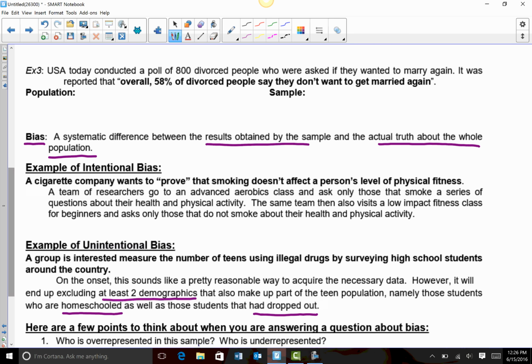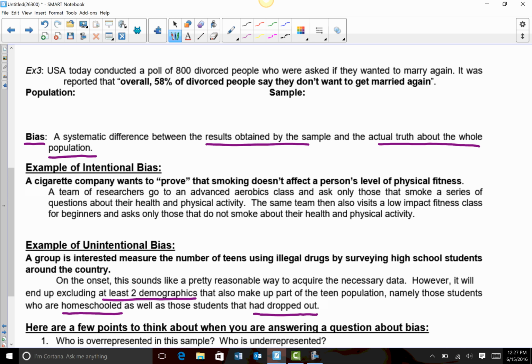We'll move on down to your next vocabulary term, which is bias. A bias just occurs when there is a difference between the results that you get in your sample versus the actual truth about the whole population. There are two types of biases, and I put those examples below here. The first one is intentional bias, and the example below is unintentional bias.